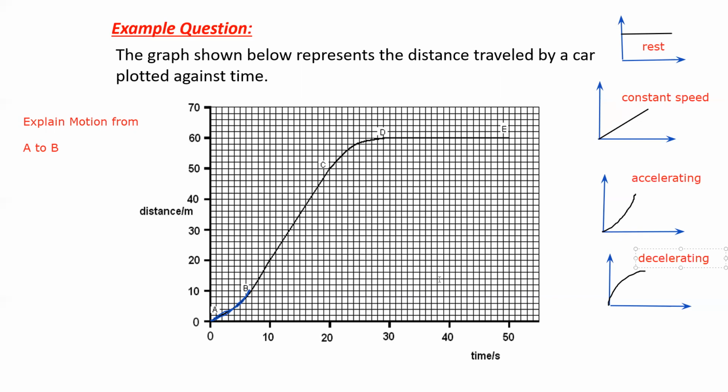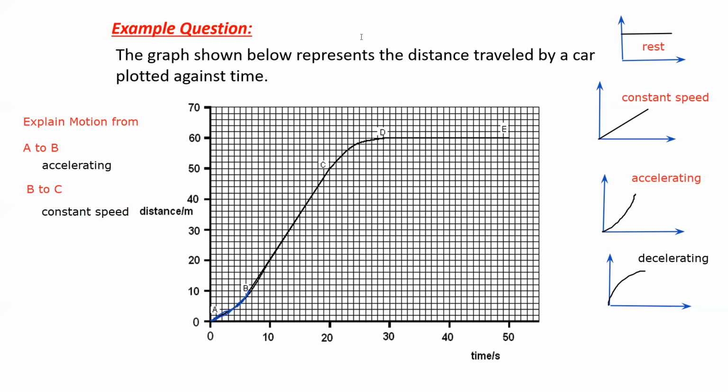So from A to B, as you can see, the slope is increasing. So you can say that this object is accelerating, or acceleration is there from A to B. That's right. Good. What is happening from B to C? From B to C, it appears as a straight line. So you can say that it is moving with a constant speed.